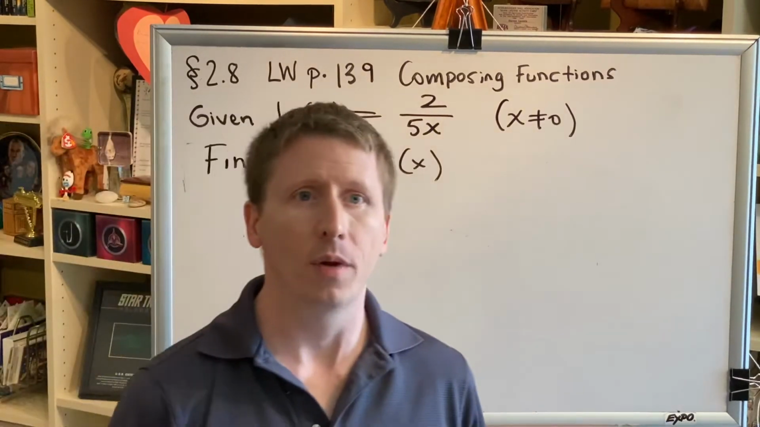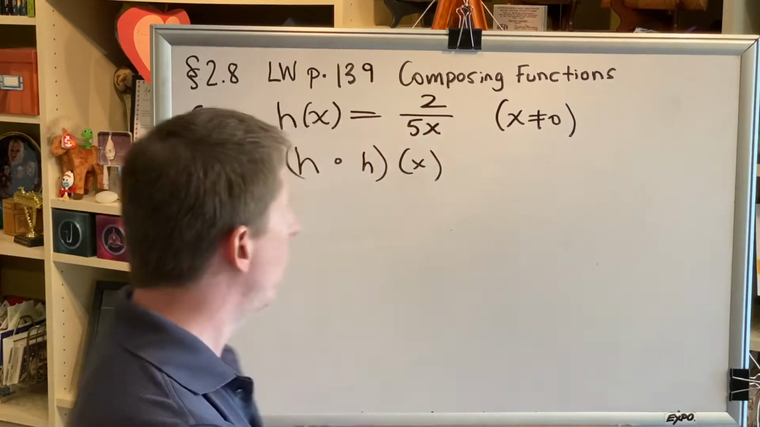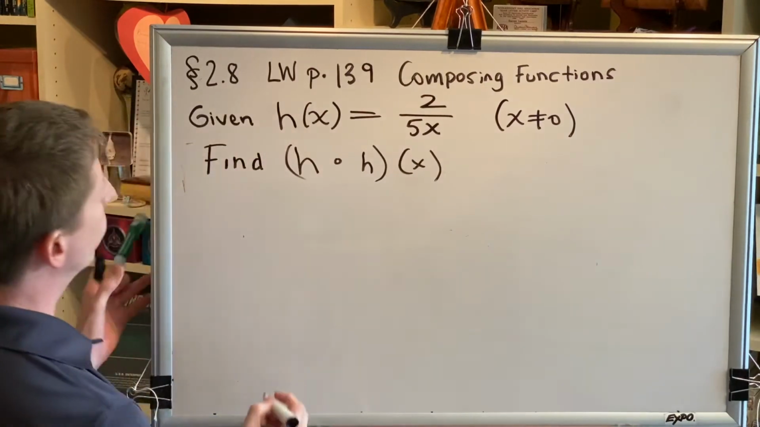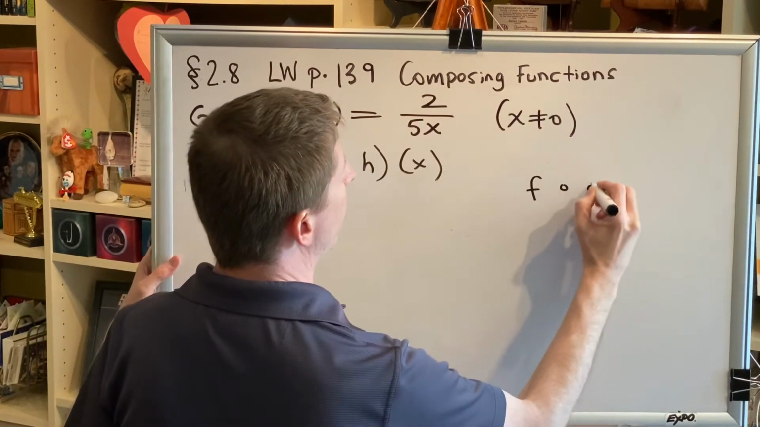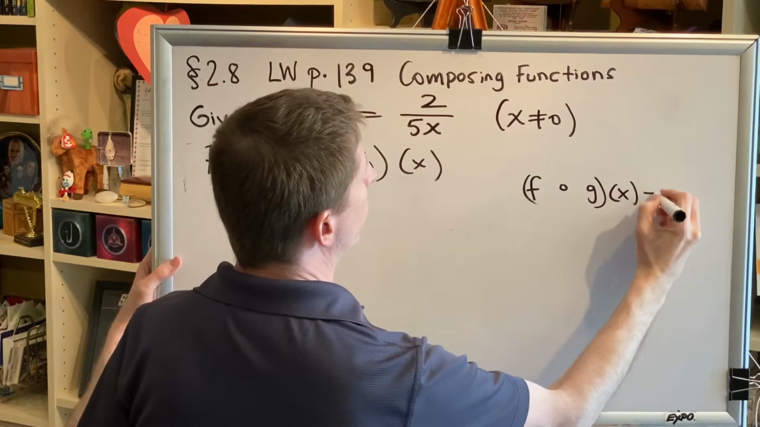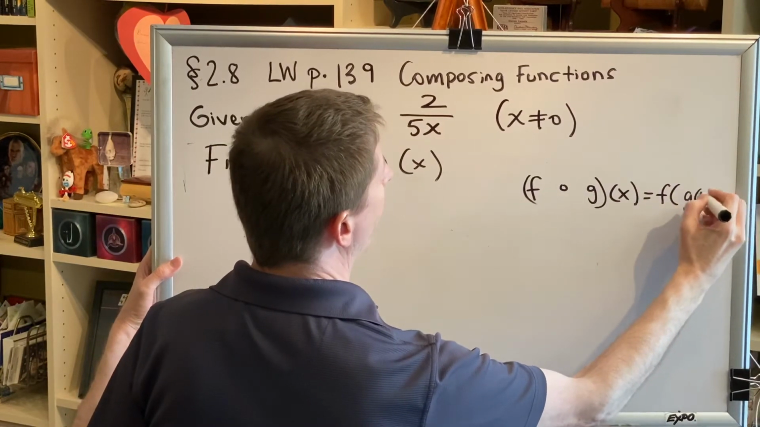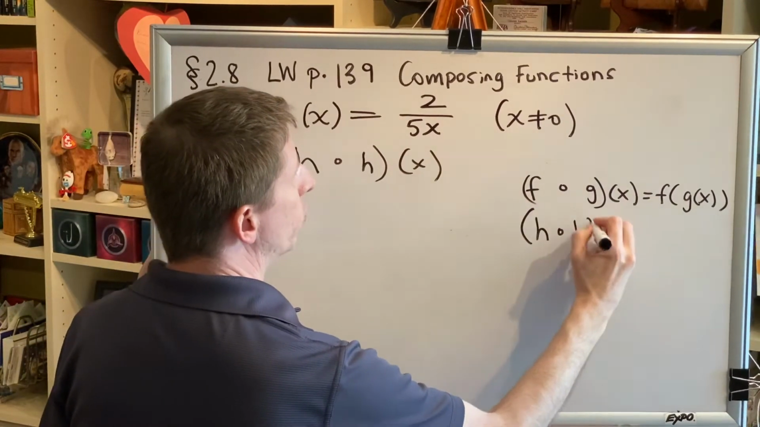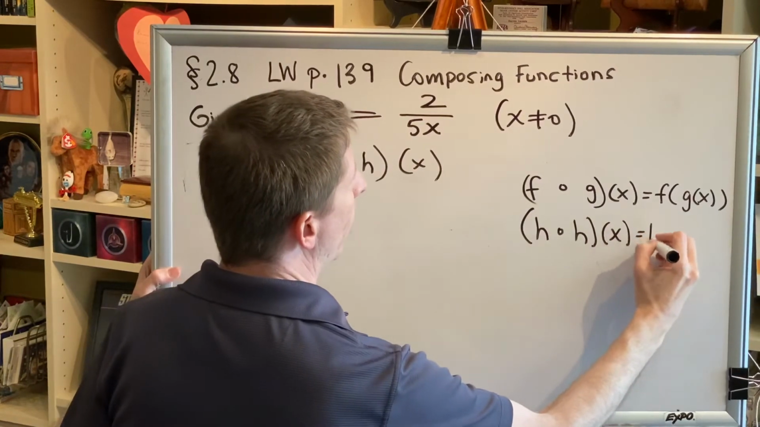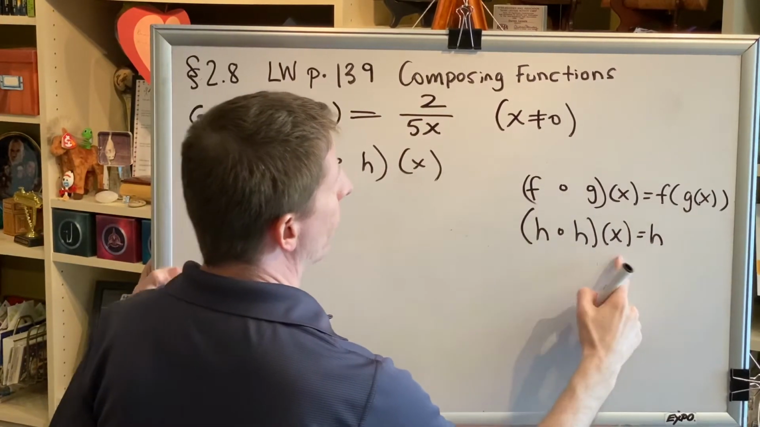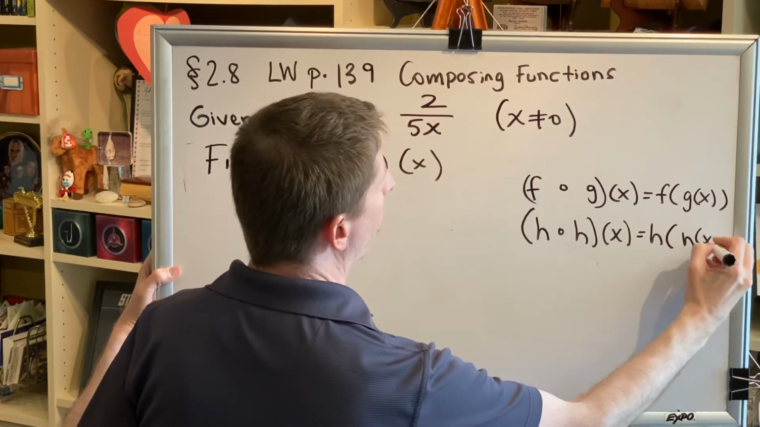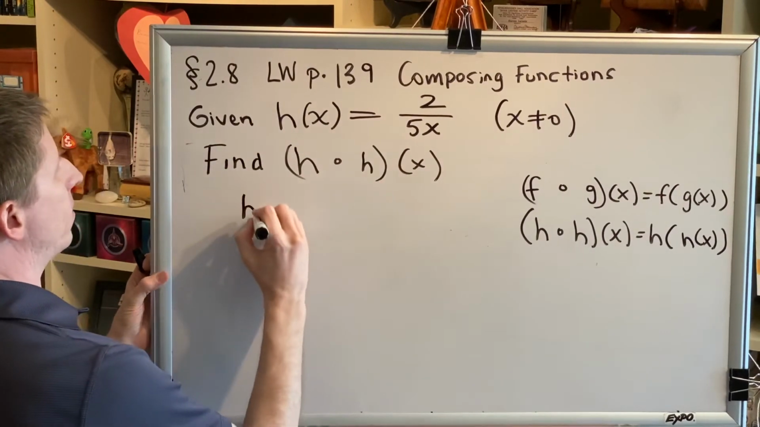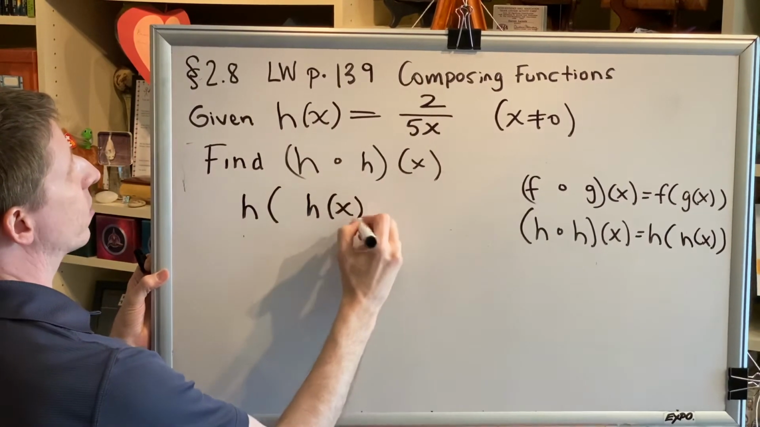All right, this is the first time we've seen the same letter twice, h and another h. But the idea is still the same. If f composed with g of x is rewritten as f of g of x, then both f and g are going to be replaced with the letter h. And we get that h composed with h of x is equal to h of h of x.